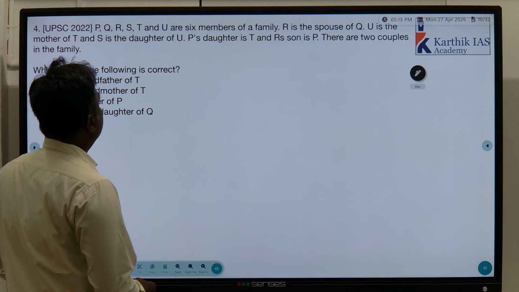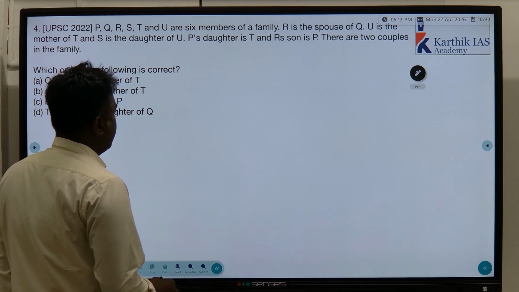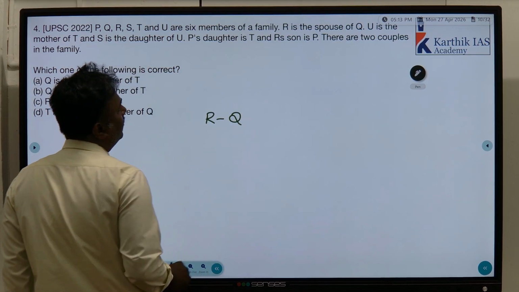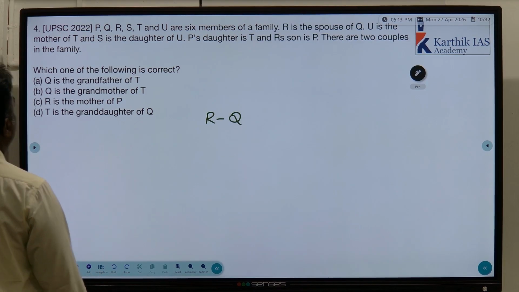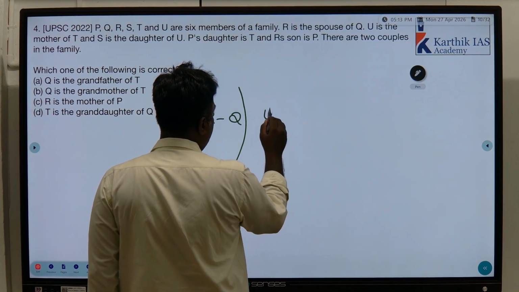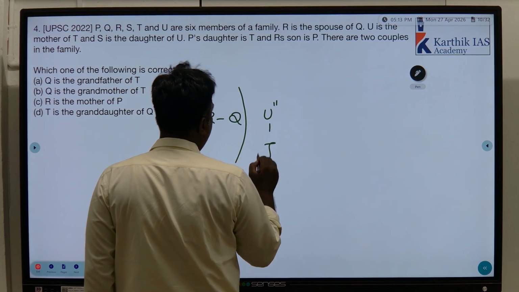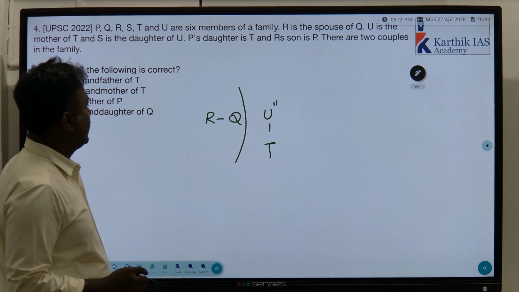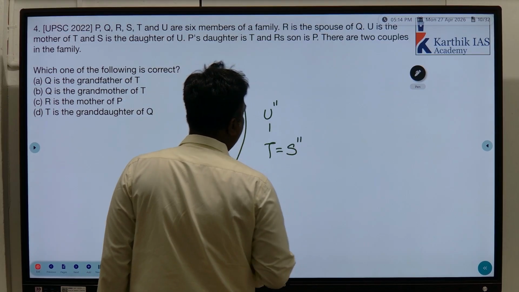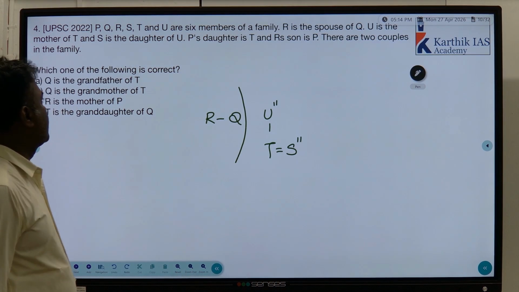Okay. Now, R is the spouse of Q. Spouse means they are couples. But male, female, we don't know. U is the mother of T. And S is the daughter of U. So T and S are siblings.